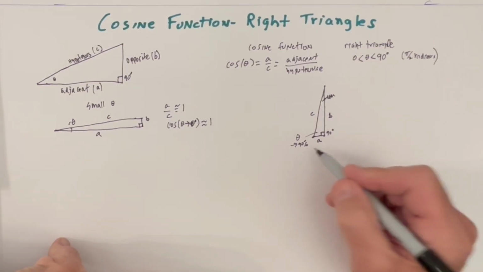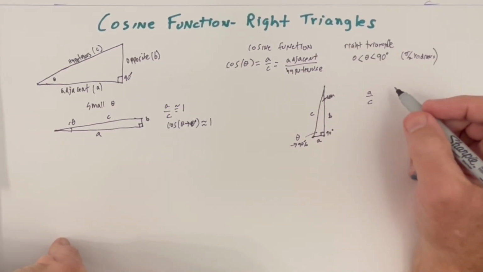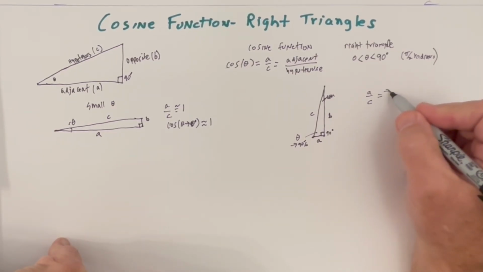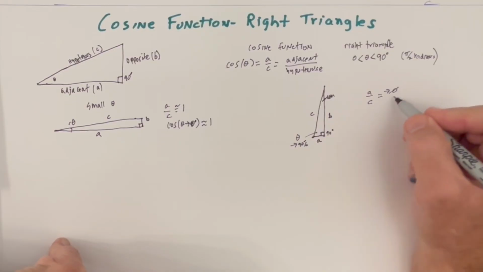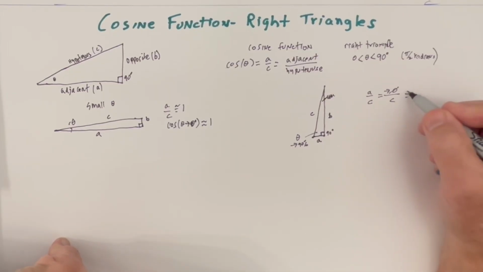That's our case here. Now A over C in this case, A is going to be very small, so it approaches 0. And C is going to be large. We're going to call that C. So in that case, it's going to be approximately 0, or it's going to approach 0.